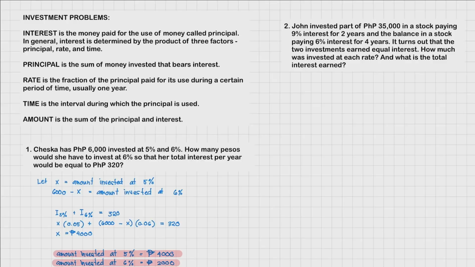So there are two parts in this problem. The first part, we are to determine how much was invested at each rate. And the second part is that we are to find the total interest earned. So let's solve first the first part. Let X be the amount invested at 9%. And 35,000 minus X would be the amount invested at 6%.